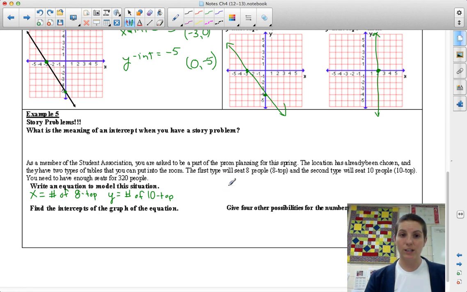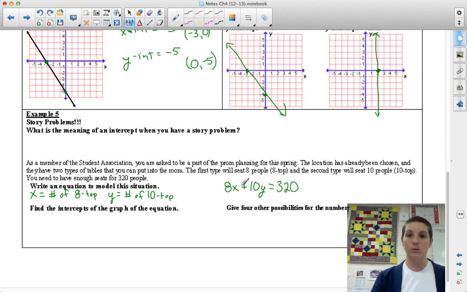then I can write the equation: 8 people times however many tables I need plus 10 people times however many 10 tops I have has to equal 320 people. Well, more than 320 people go to prom, but it was a good number and it made a pretty problem. So what the meaning of the intercepts are is, what if I only have 8 tops? How many tables would I need?